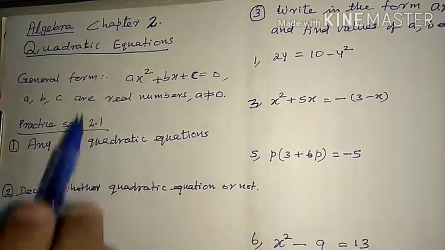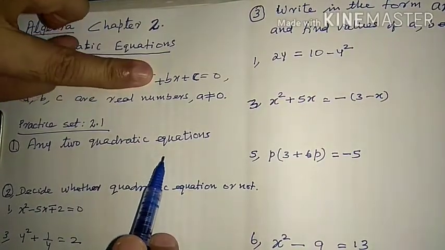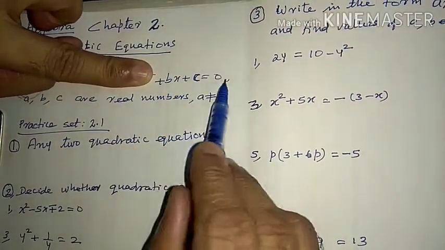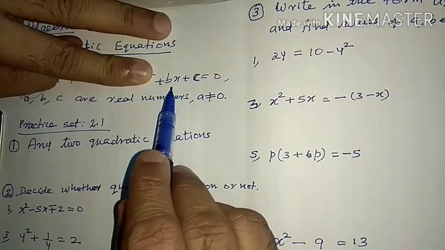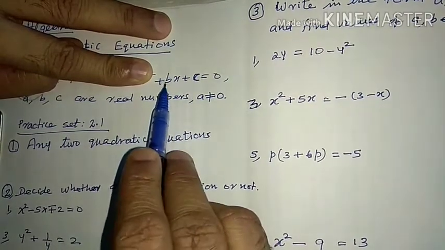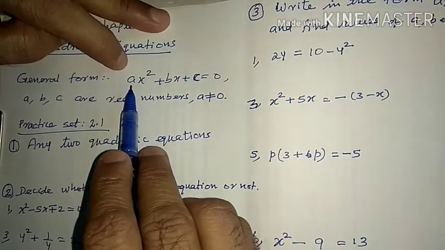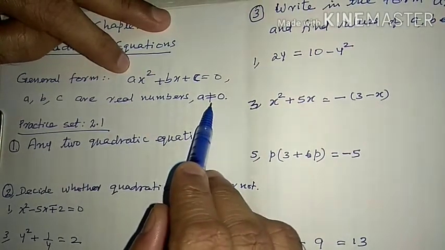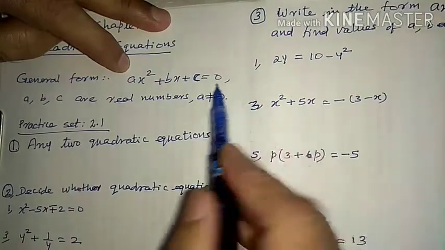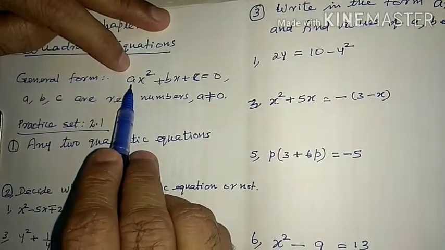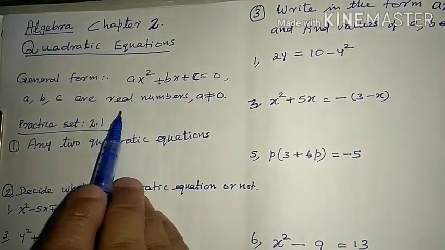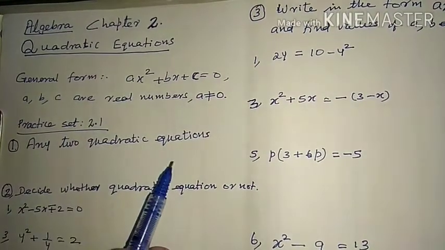If a is 0, 0 into anything is 0, then bx plus c equal to 0 will be a linear equation, not quadratic. So a must not be equal to 0. b and c may be 0, may not be 0, but a must not be equal to 0. That is a condition. That much only to begin with.